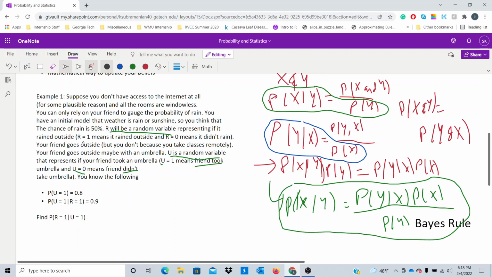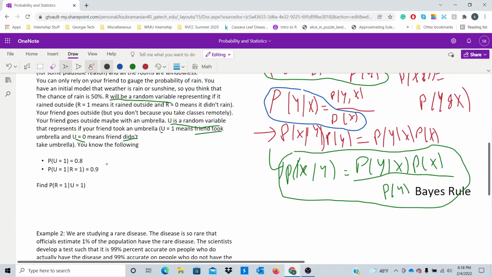So what are we going to do? Well, in our case, we're going to use Bayes' theorem. So let's set up the expression we need. The probability that R equals 1 given that your friend took an umbrella can be expressed as the probability that U equals 1 given that R equals 1, times the probability that R equals 1, over the probability that U equals 1.